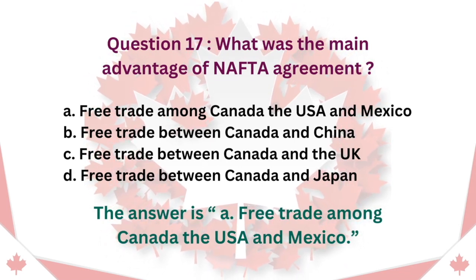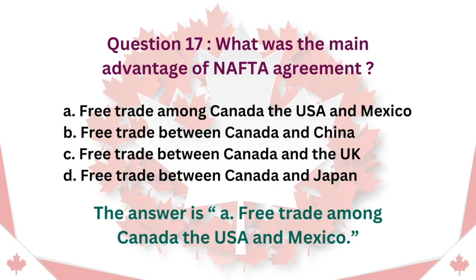Question 17. What was the main advantage of NAFTA agreement? A. Free trade among Canada, the USA, and Mexico. B. Free trade between Canada and China. C. Free trade between Canada and the UK. D. Free trade between Canada and Japan. The answer is A. Free trade among Canada, the USA, and Mexico.